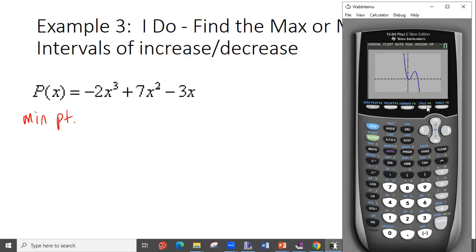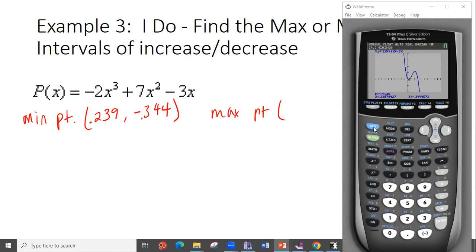So I'm going to still press second trace, and I'm doing minimum. I'm going to go to the left of my minimum, press enter, go to the right of my minimum, press enter again. It's like, okay, got you. And it's going to give me a value. So I'm at 0.239, make it 239 thousandths, comma, negative 3.44. Okay. Then I'm going to find my max point.